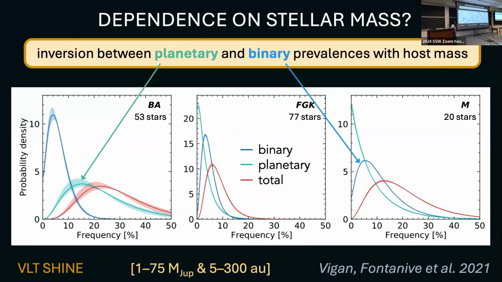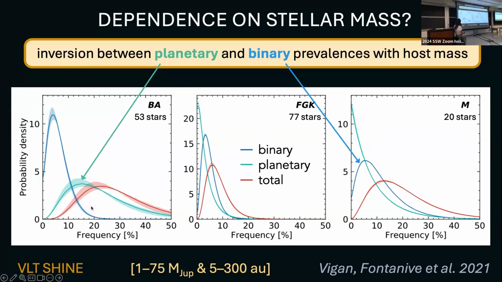The SHINE survey reached similar conclusions, but by approaching the problem in a different way. So what was done in SHINE is that the sample was divided between massive BA stars, sun-like FJK dwarfs, and then lower mass M dwarfs. And in all cases, the underlying population that was observed was fitted by a binary component and a planetary component. And what we're seeing here is that there seems to be an inversion in the dominant formation channel as a function of host star mass.